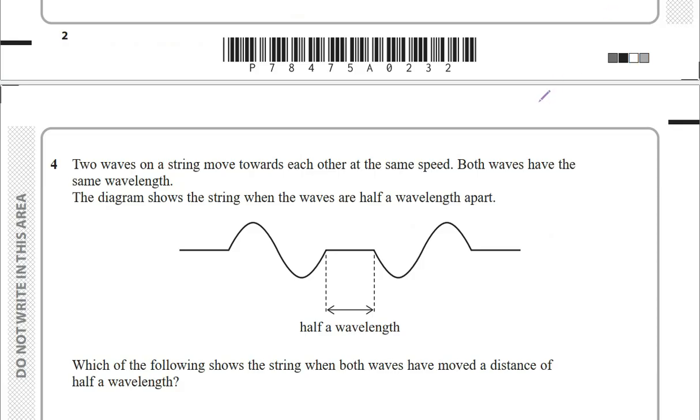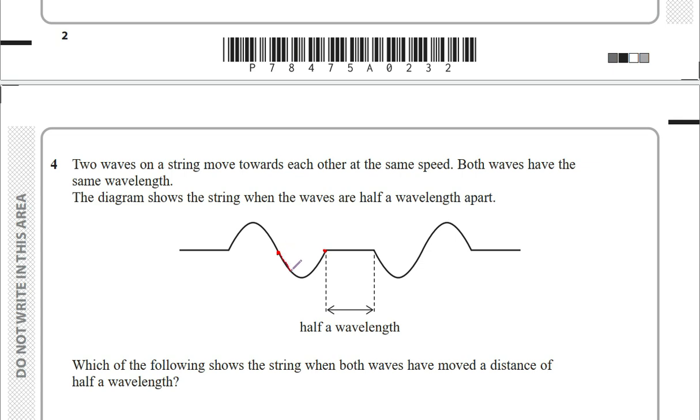When we were discussing question 4 in class, I saw most of my students found this a bit complicated. So let's see. Two waves on a string move towards each other at the same speed. Both waves have the same wavelength. The diagram shows the string when the waves are half a wavelength apart. So this distance is equal to half a wavelength. Now the question says, which of the following shows the string when both waves have moved a distance of half a wavelength? So let's pick half of the wavelength from each of the waves.